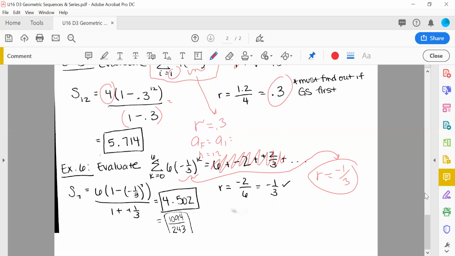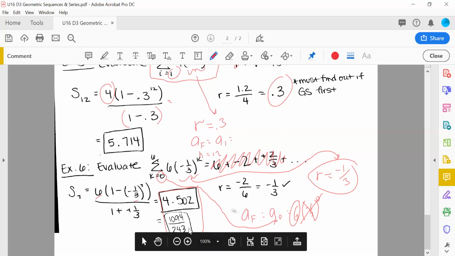The first term is going to be, in this case, a sub 0. Why? Because the bottom term is 0 there. And so that's going to be 6 times negative 1/3 to the 0 power. This all just becomes 1, and your first term is 6. Boom. There's the negative 1/3. Plug this all into your calculator. And like I said, you'll get 4.502 on your calculator, but if you hit math, enter, enter, you get 1094 over 243.